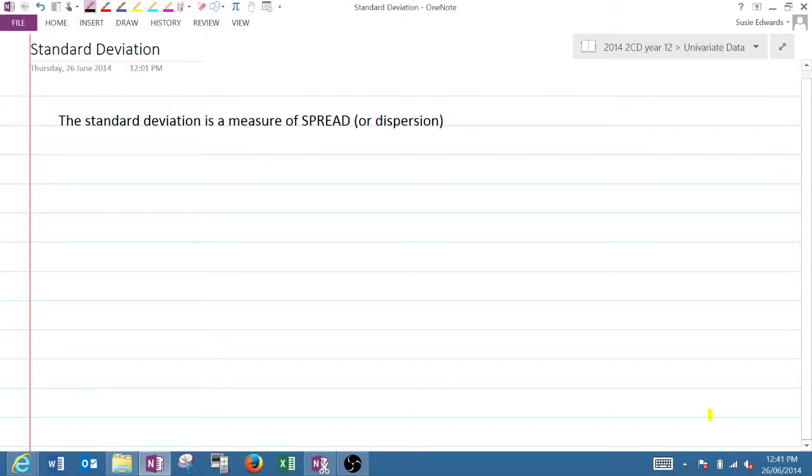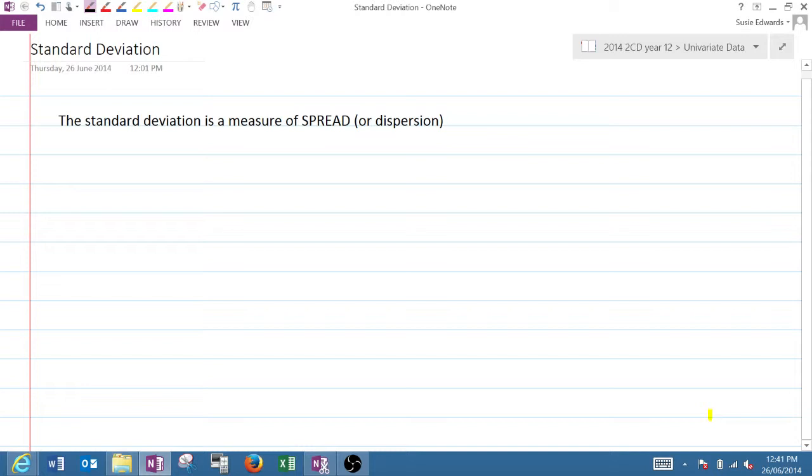Today what we're looking at is standard deviation. So it's a measure of spread. What are the other measures of spread we've looked at? Mean, mode, median are measures of central tendency. What are the other measures of spread we've looked at? Range and interquartile range. So this is another one of those measures of spread, okay?